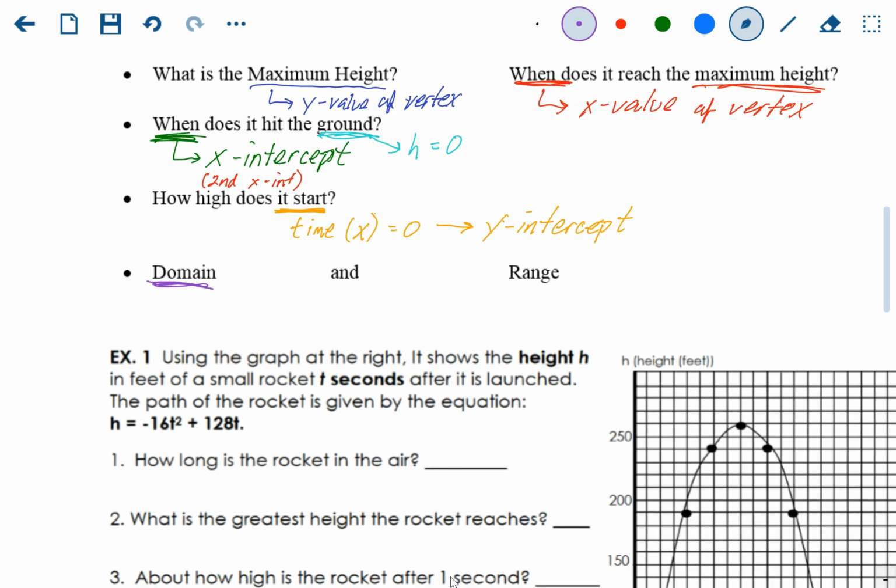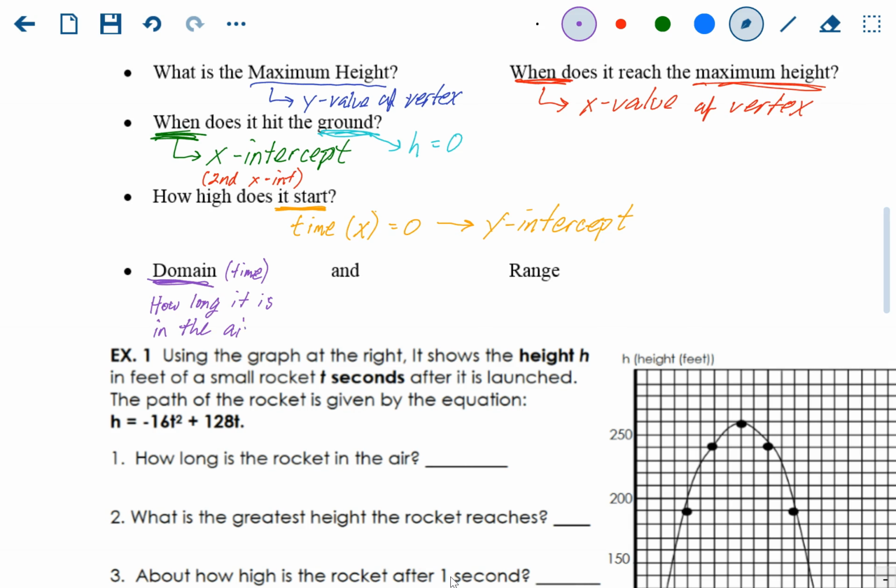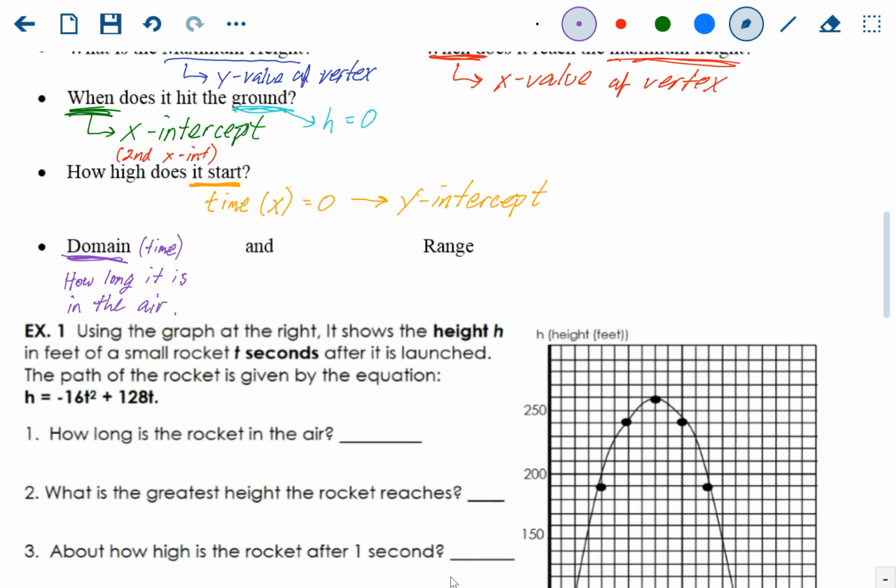Domain. Now, domain's a different one. Domain usually is all real numbers. For most quadratics, it's all real numbers, but now we're talking about time. So the domain for this is how long it's in the air. Because once it stops being in the air, once it's on the ground, it's not changing. The model of that equation is done. So the domain isn't going to be all real numbers. It's going to be how long is it in the air. When does it start? When does it land?